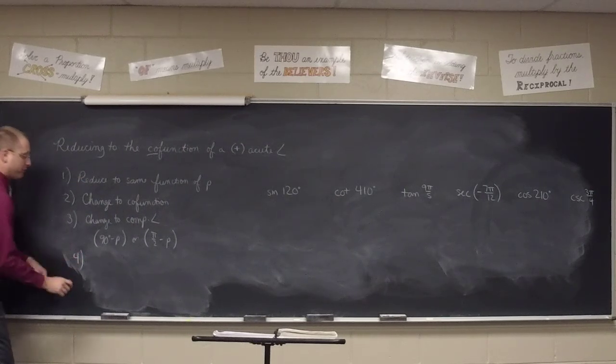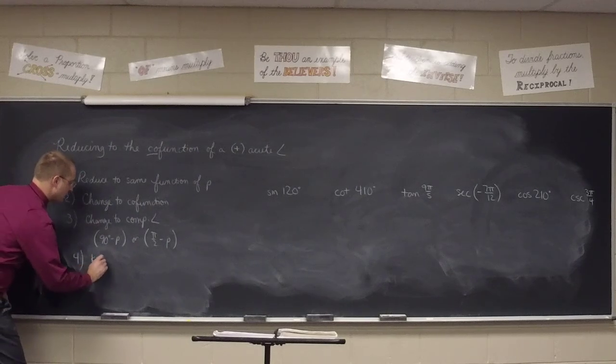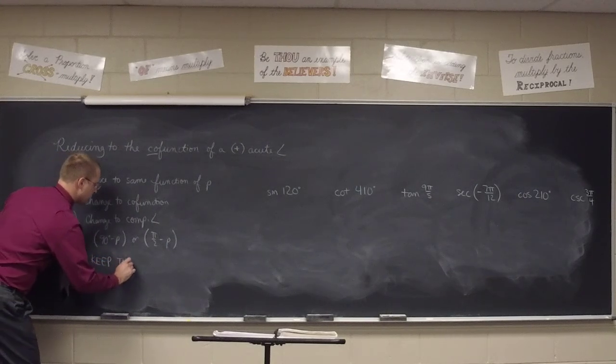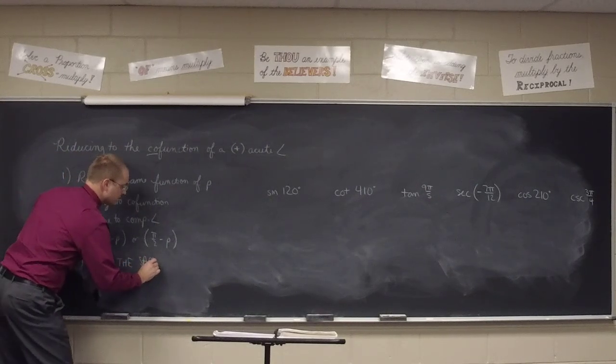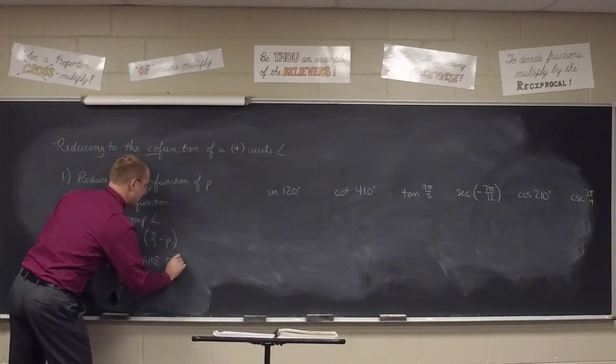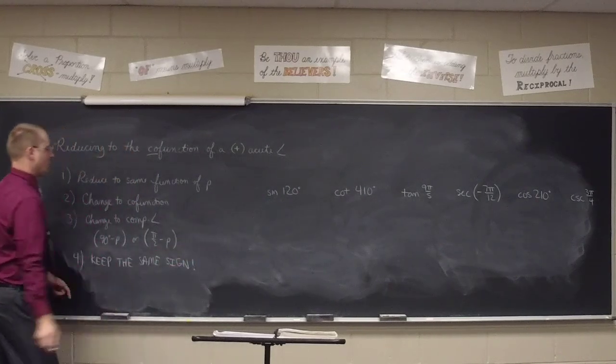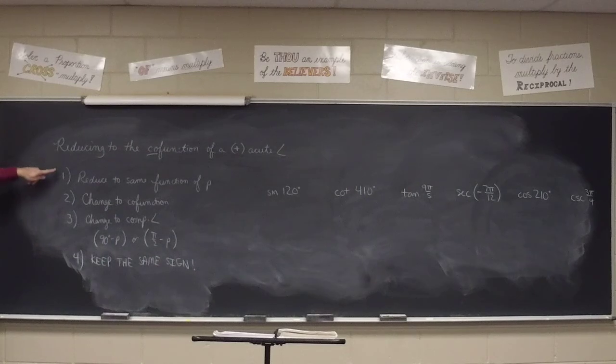But step number 4, put this in all caps, keep the same SIGN. Keep the same sign. So in step 1, as you reduced to the same function, you found a particular sign based on ASTC. You keep that. So we're not basing things off of the cofunction's ASTC, but the same function's ASTC. Let's do several of these together.